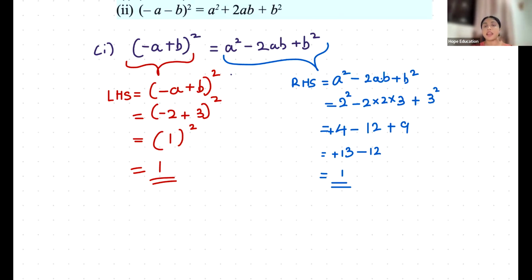That means left hand side and right hand side are equal. Therefore, we can say left hand side is equal to right hand side.